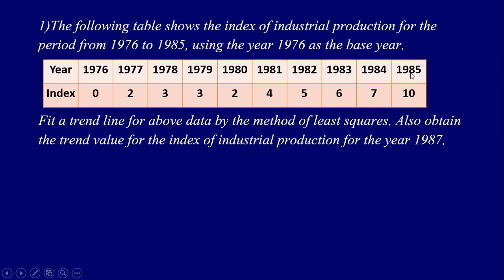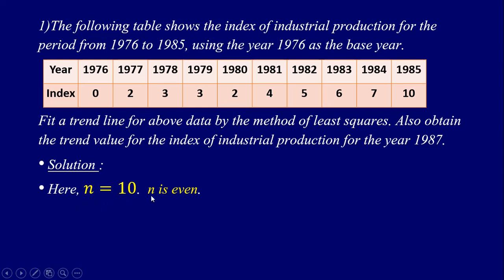10 observations are there, so n is even. Okay, the number of observations is even, so we have to use that particular formula to transform this year, that is t, into u. So let us solve this.